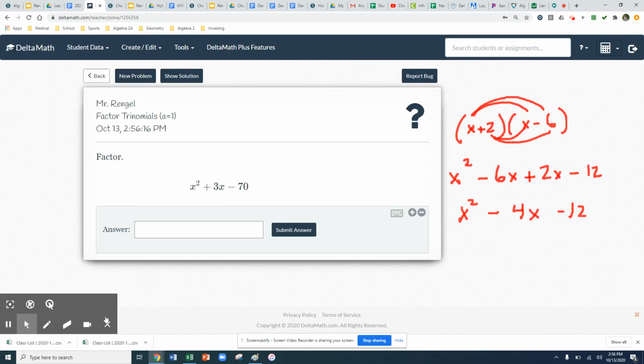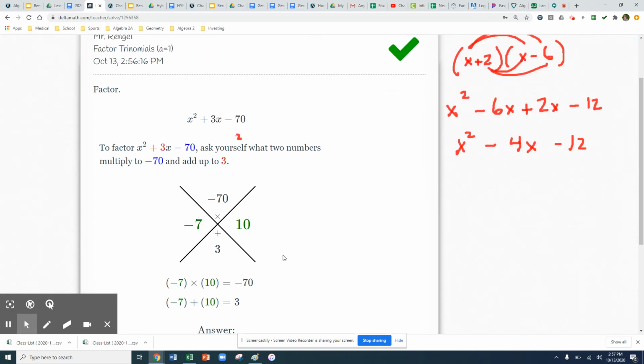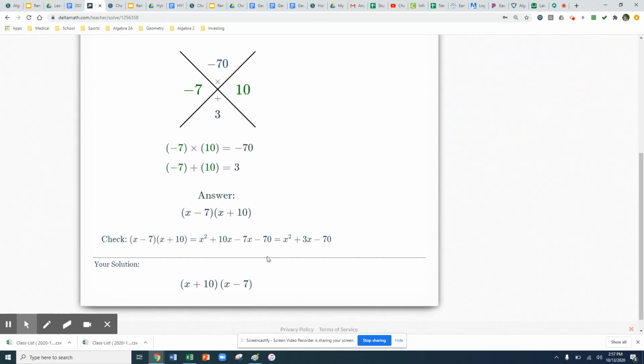Here we'll take a look at another problem. We need to multiply to -70 and then add to 3. So we've got to start thinking of factors of 70, which can be kind of hard. You've got 14 and 5, you've got 35 and 2, but those are too far apart to add to 3. But we could use 10 and -7, because 10 times -7 is -70, and they're 3 apart, and 10 is positive, so that's going to make it a plus 3x. So we submit that answer, which was, let me find it here, right here, x minus 7, x plus 10. So those are the two numbers that multiply to -70, add to 3, and there would be our result.